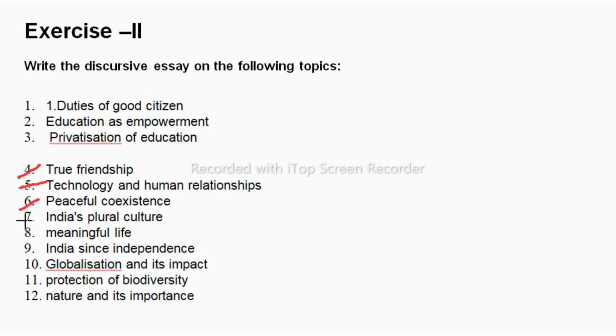Now let's see the next one, India's plural culture. Here I am giving you a brief essay. India is a multilingual country. It has diversified religions and cultures. But with all this plurality of cultures, we are one and united. We have so many cultures and so much plurality, still we are united.